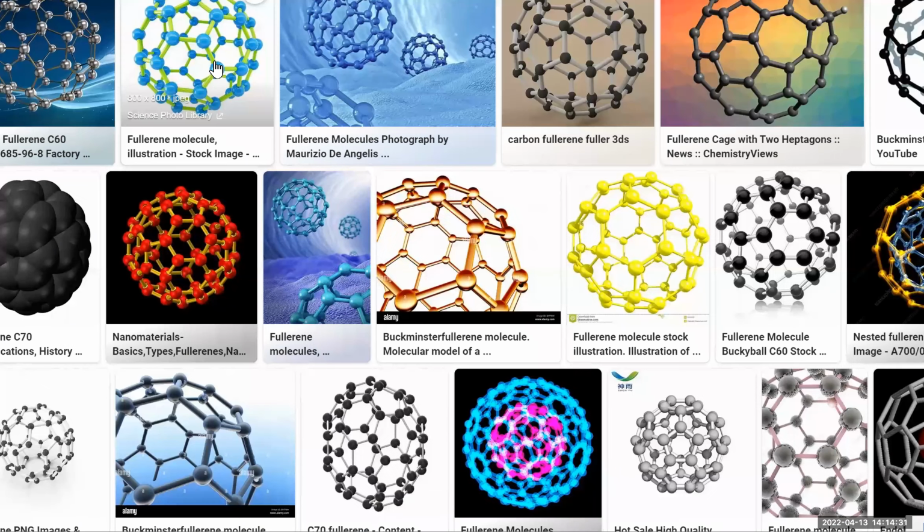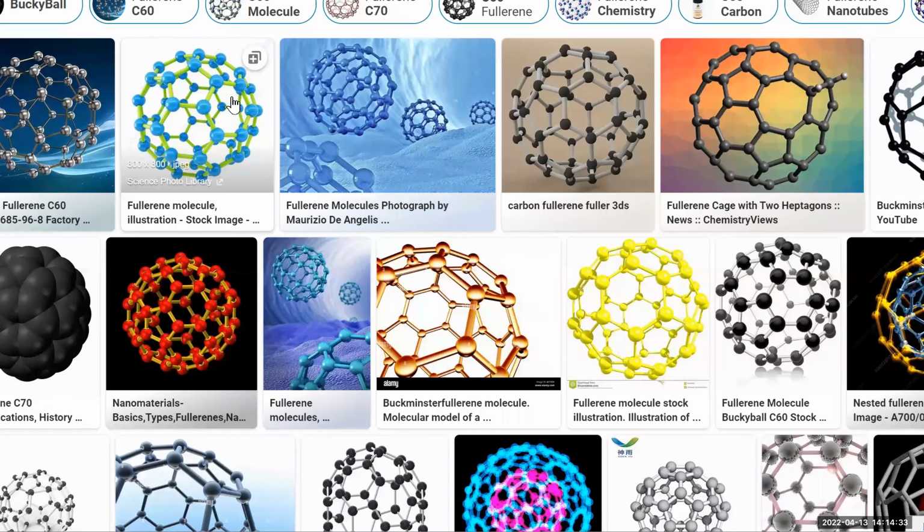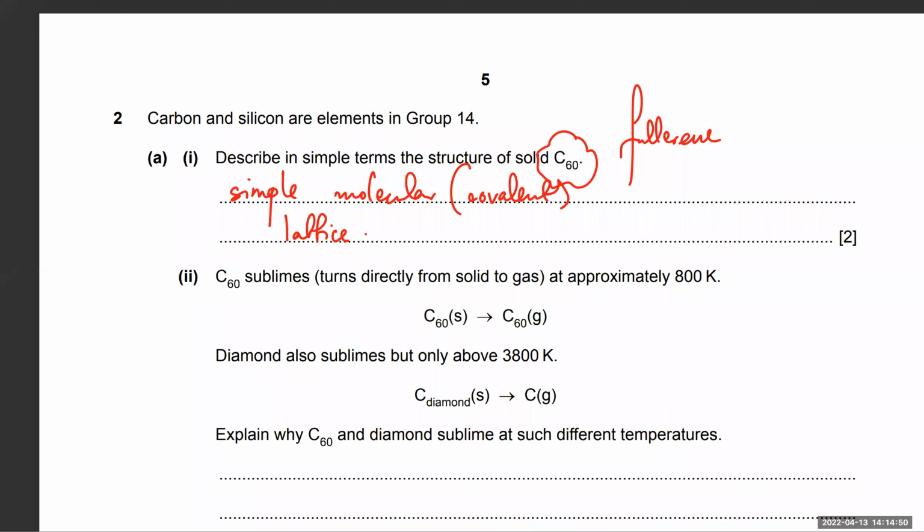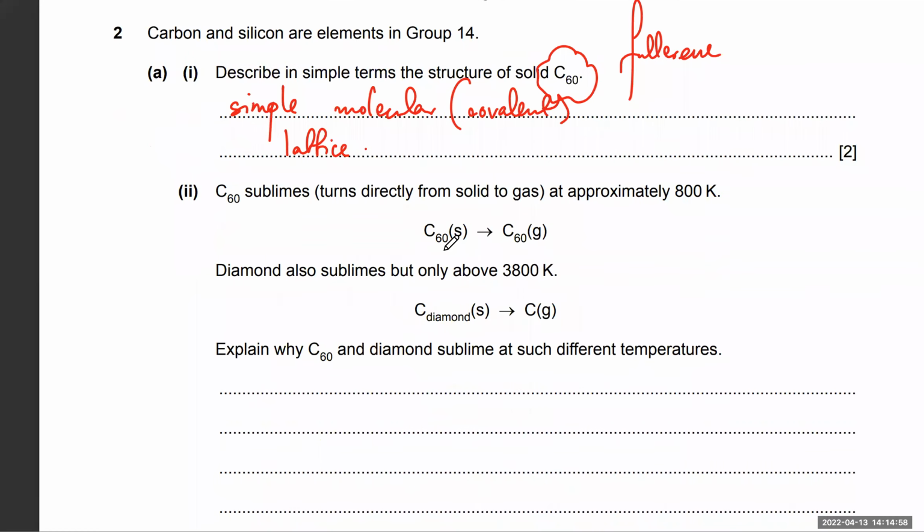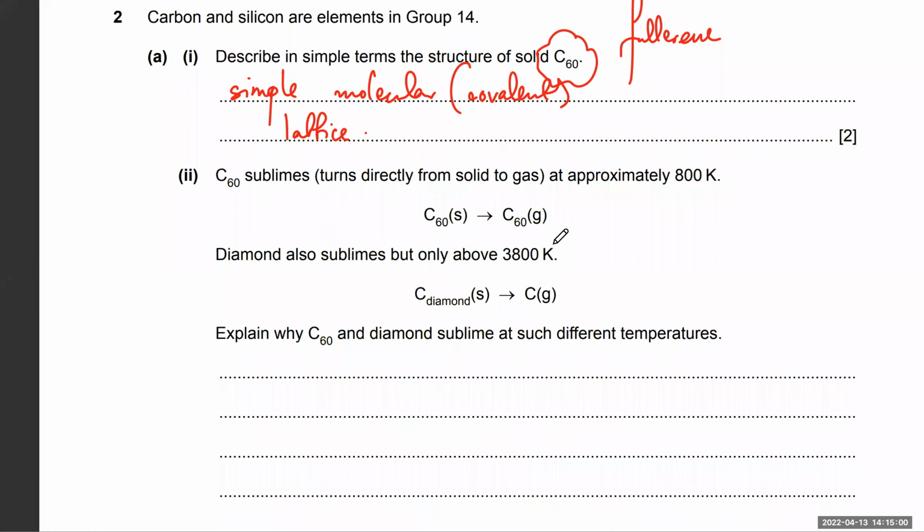Remember, fullerene is similar to graphite. It's the same sp2 hybridized. Each carbon atom is making 3 bonds. The fourth electron is delocalized, the same as graphite, except that it's a simple molecule, not a giant structure. Graphite's sheet has no limit. It could be a very big sheet. So you have this one. It sublimes at approximately 800 kelvins. Diamond also sublimes, but only above 3800 kelvins.